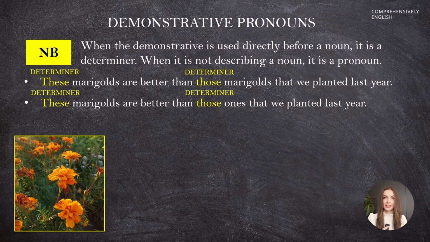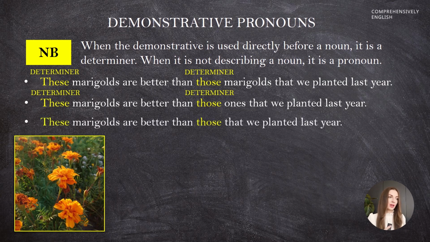Let's change the sentence even more. These marigolds are better than those that we planted last year. Now there is nothing after the word those. It doesn't describe any noun anymore, so we can say that these before marigolds is a determiner, but those is a pronoun. And the sentence sounds much better, more concise, without any repetitions, much better than the first one, right?